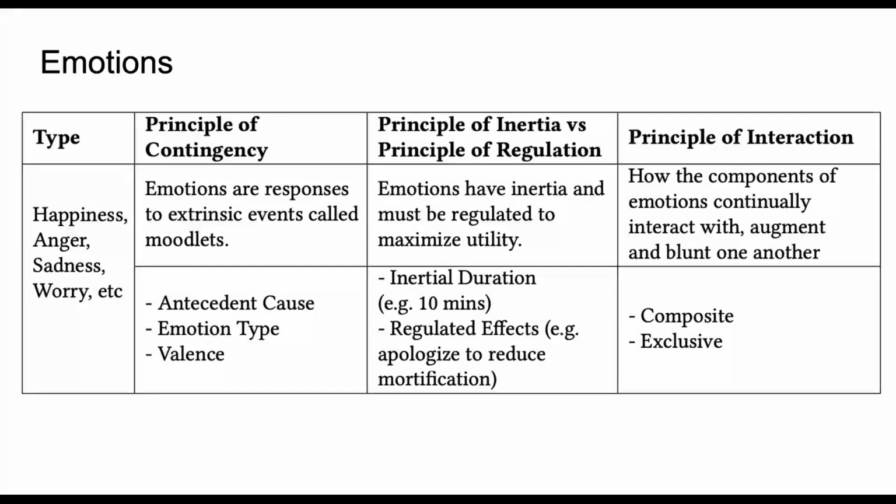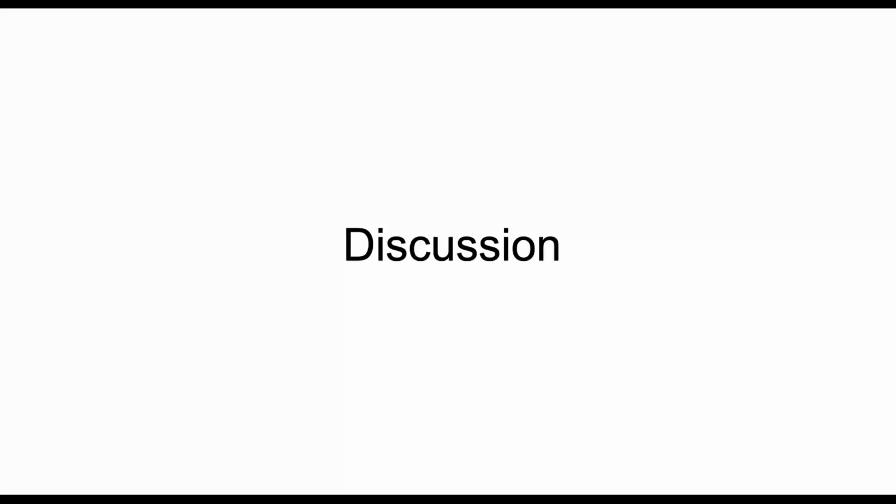Principles of inertia versus regulation describe how emotional states display a general inertia, having the tendency to carry on from one moment to the next. And the principle of interaction describes how emotions continually interact with, augment, or blunt one another. For more detailed descriptions of these themes, we ask the reader to peruse our paper.